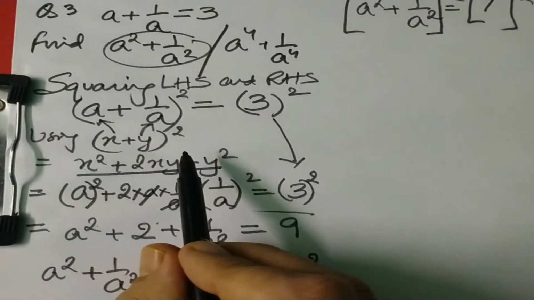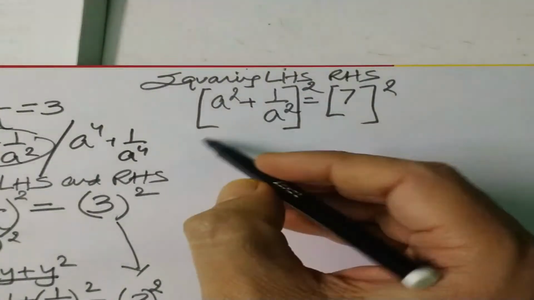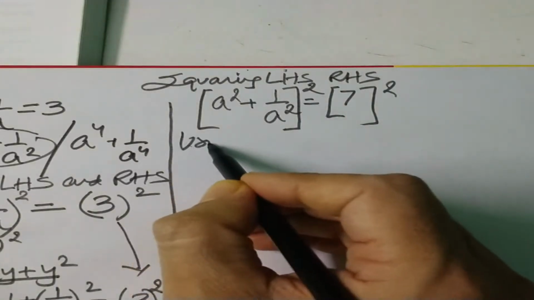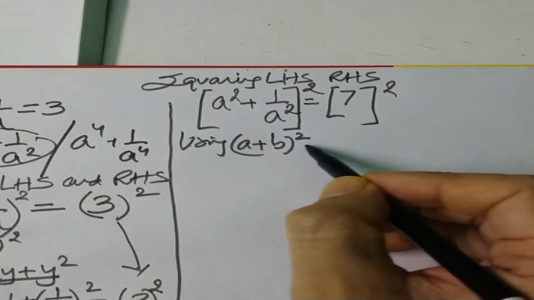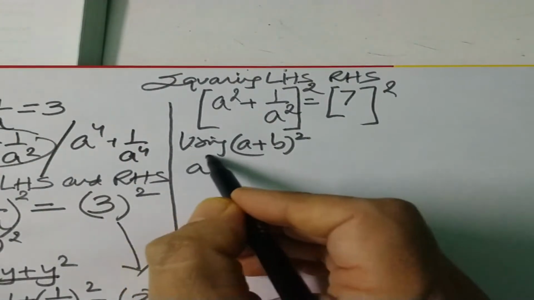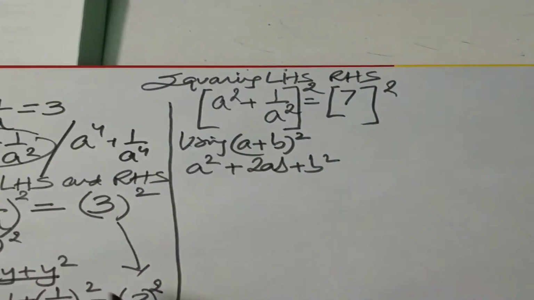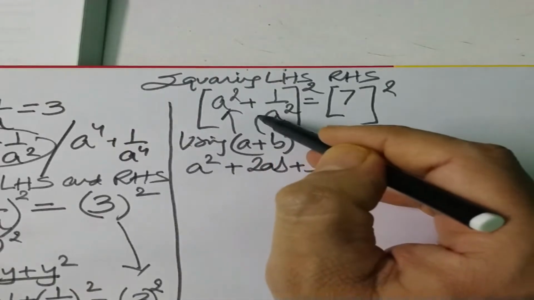(x + y)². You can write the formula as (a + b)². Let me write the same formula because some of you might get confused. So I am using the formula (a + b)², which is equal to a² + 2ab + b². Now this expression will be solved by using this formula.